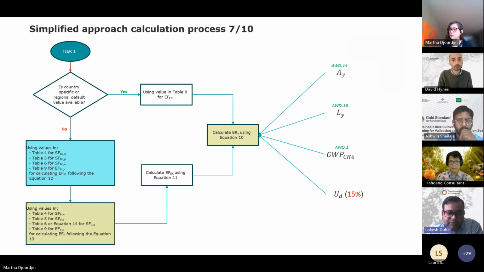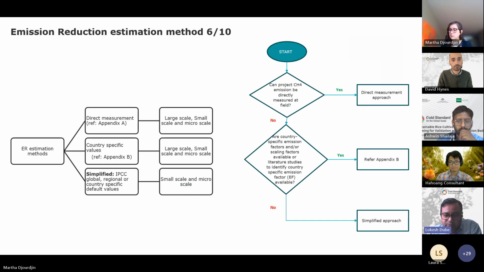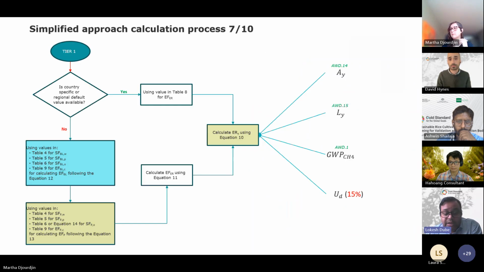Just go back to the previous one, Martha, please. As I explained, direct measurement is the most preferred approach. If that is not possible, Appendix B should be referred for the country specific values using the country specific literature and studies which are available. And if that is also not possible, small and micro scale projects can go for simplified approach, but large scale projects cannot.